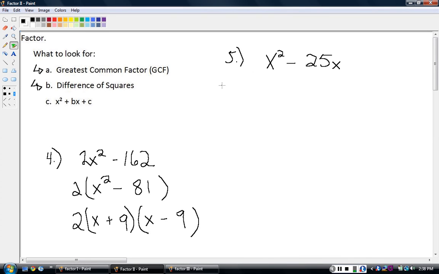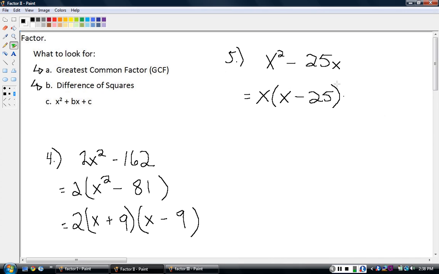A, look for the greatest common factor. If I recognize there's an x in both of these, I factor out the x, and that leaves me with x minus 25, right? Because x times x gives me x squared. X times 25 is 25x. Let me put my equal sign here. I should always include that. I'm going to come down here and replace it. That equals that equals that.